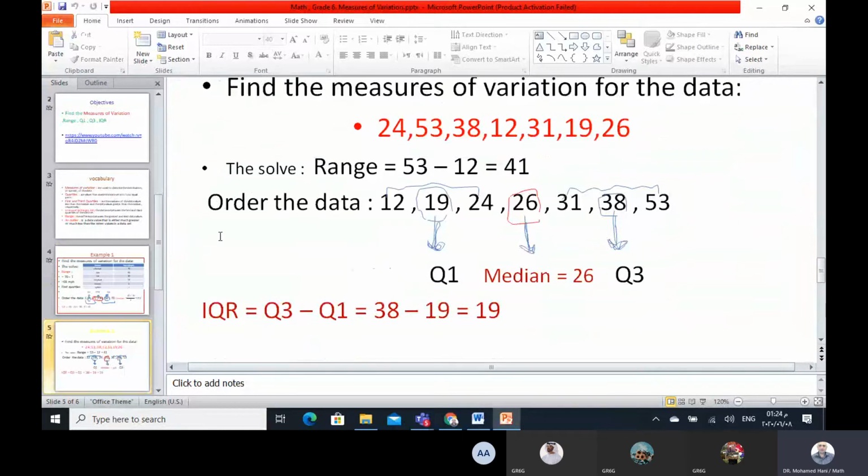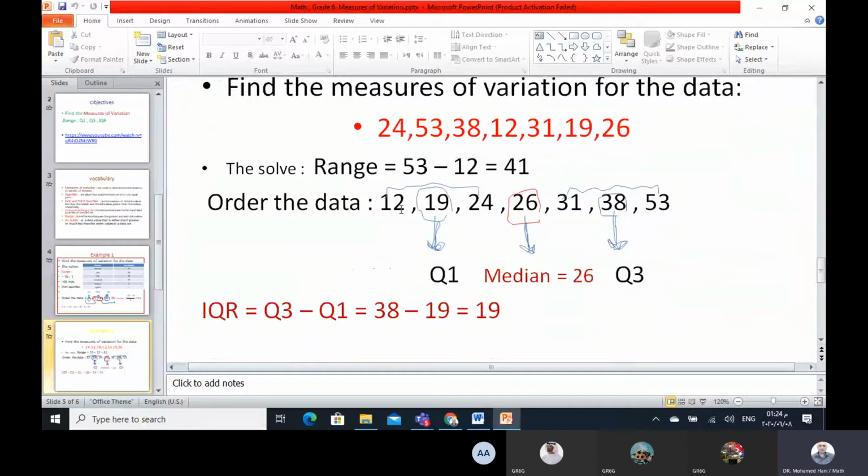Now to find the first quartile and the third quartile, remember the first step: order the data from smallest number to greatest number, then find the median. Here we arranged the data and the count is 1, 2, 3, 4, 5, 6, 7. 7 is an odd number, which means the median equals the number in the middle. So the median will be 26. When you find the median, you will find you have 2 equal sets. This is the first set and this is the second set.